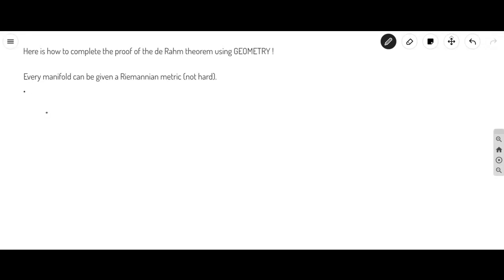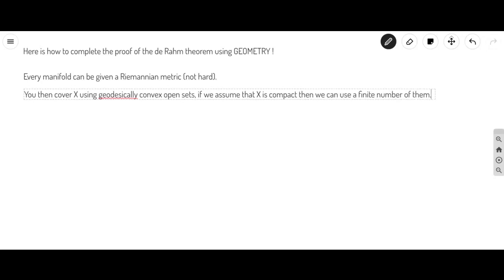And then from that point on, if we assume, so you then cover X using geodesically convex open sets. If we assume that X is compact, then we can use a finite number of them. So X is U1 union U2 union UN.